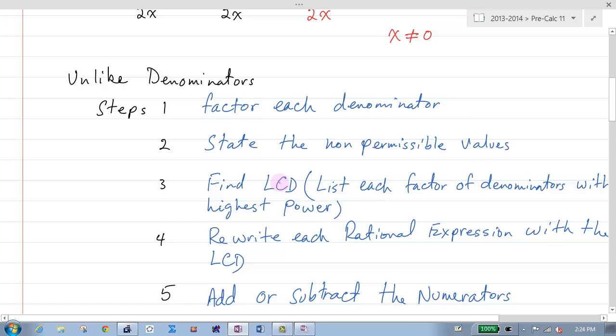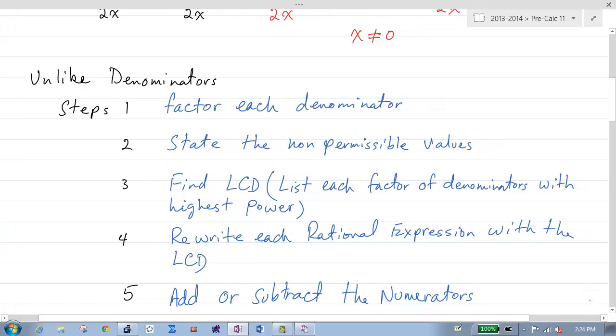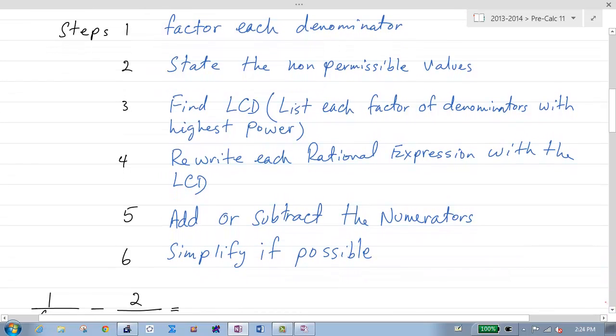How do we find the lowest common denominator for algebraic expressions? We list each factor of the denominators and multiply it by the highest power. Step 4, rewrite each rational expression as one fraction with the LCD, for example 4x squared times y squared, and 3xy times 8x. I'm going to show you all of these steps in examples.